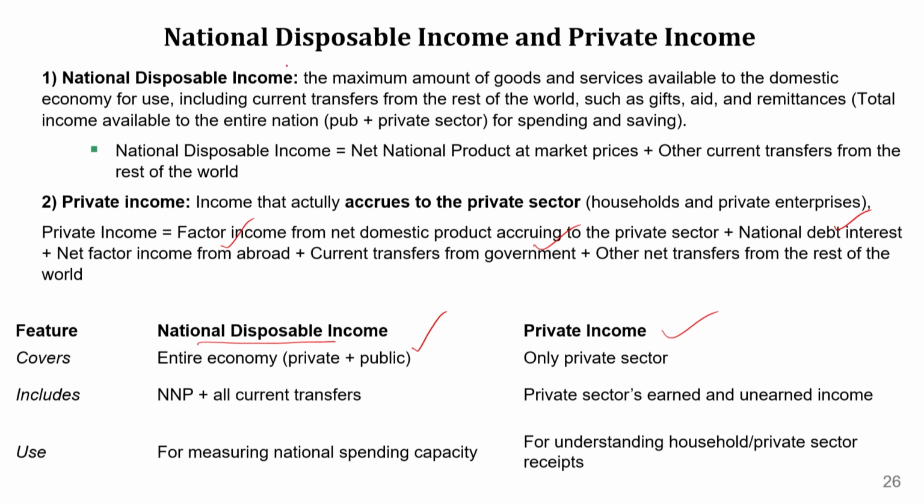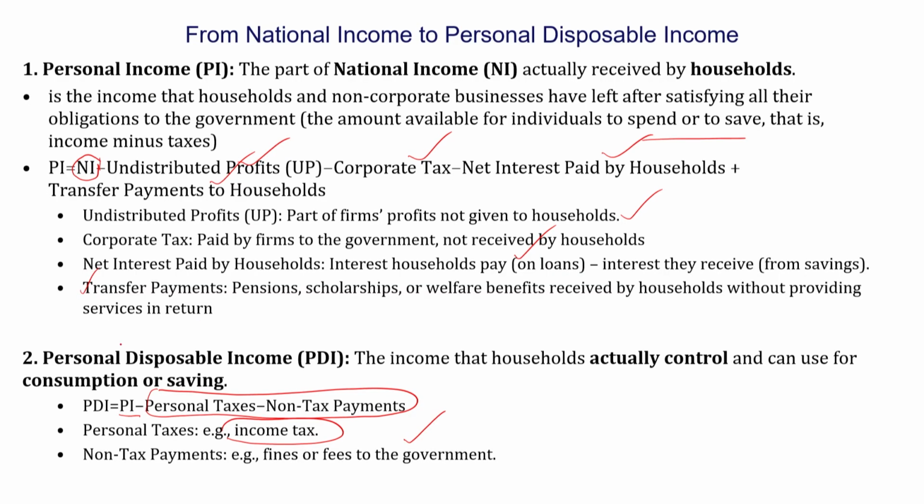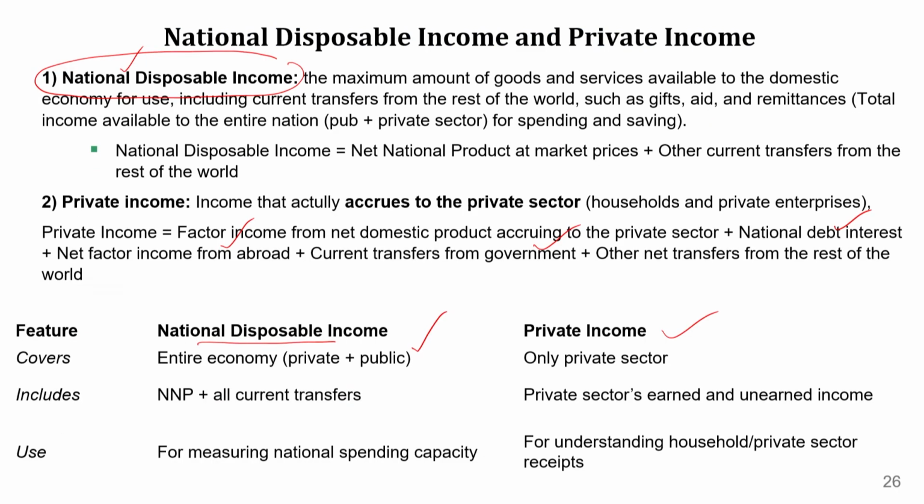In the previous slide, I used the term personal disposable income. This personal disposable income is mainly for the household sector, what is available for them to spend after paying the direct tax to the government. But in the next slide, what I meant is not personal disposable income but national disposable income. So I just thought of clarifying these two concepts.